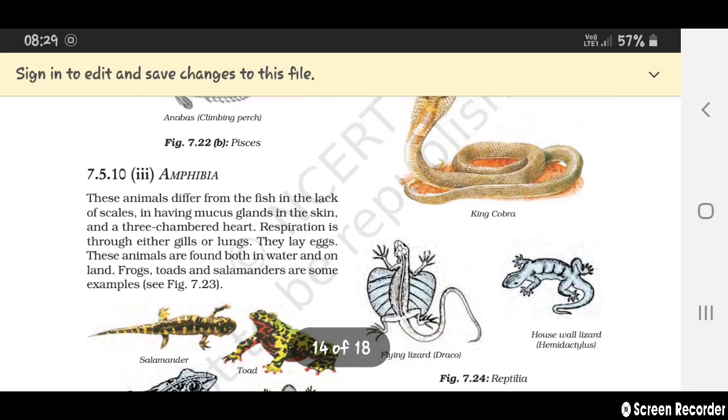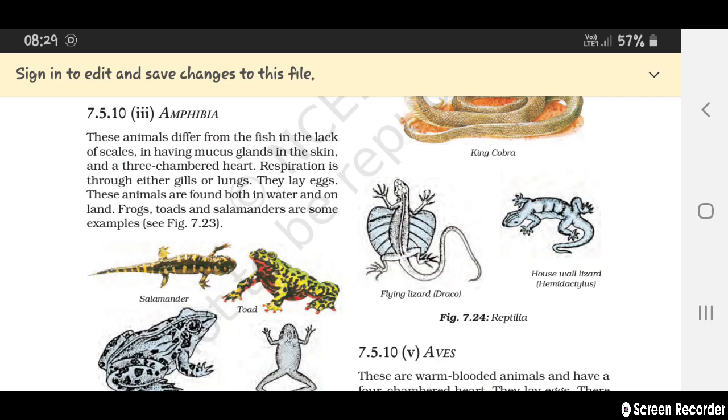Next is amphibians. These animals differ from the fish in the lack of scales. So these are very much different from the fish. Now what you learned in the Pisces, they are very much different. These amphibia are very much different in having mucous glands in the skin.